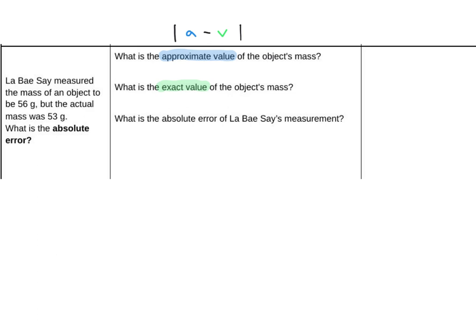All right, I want you all to try this one on your own. We have Labasse measuring the mass of an object, and he measured it to be 56 grams, but the actual mass is 53. Go ahead and work through this process and calculate the absolute error of the mass of this object.